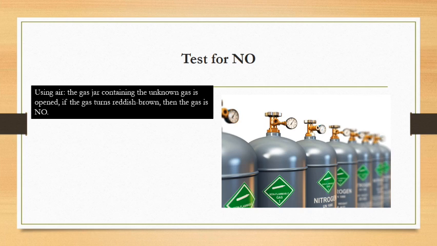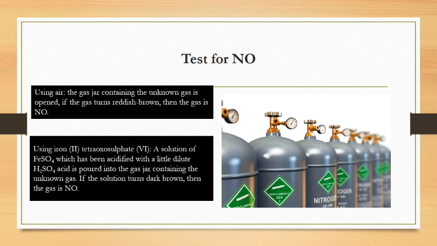Now let's look at another method using iron 2 tetraoxosulfate 6. Iron 2 tetraoxosulfate 6 is also one of the chemical reagents in the chemistry laboratory precisely. We use a solution of iron 2 tetraoxosulfate 6 which has been acidified with little dilute H2SO4.